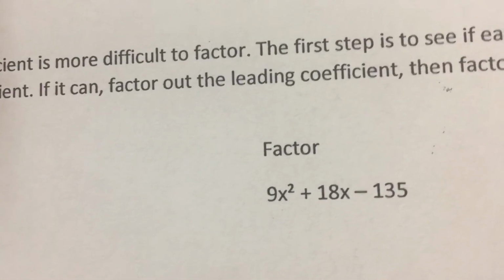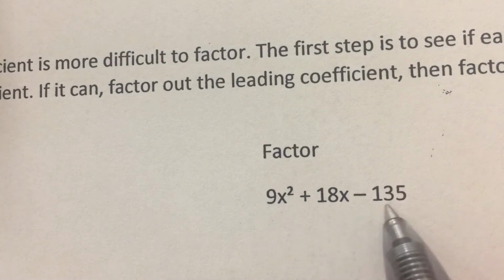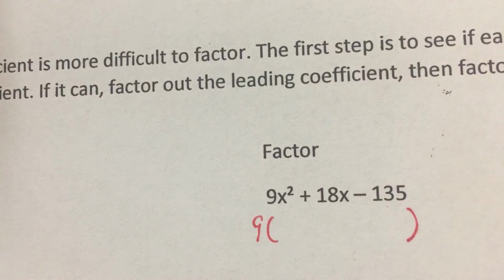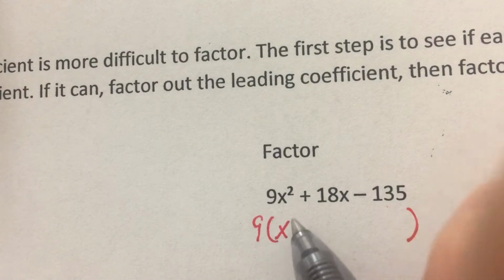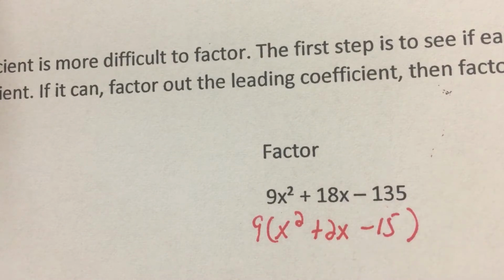Taking a look at the next one, 9x squared plus 18x minus 135. All of these numbers can be divided by 9, so I'm going to factor out 9. What would go inside? x squared plus 2x minus 15. 9 times x squared, 9x squared. 9 times 2x would be 18x. 9 times negative 15 would be negative 135. But now the inside is a level 1 trinomial.